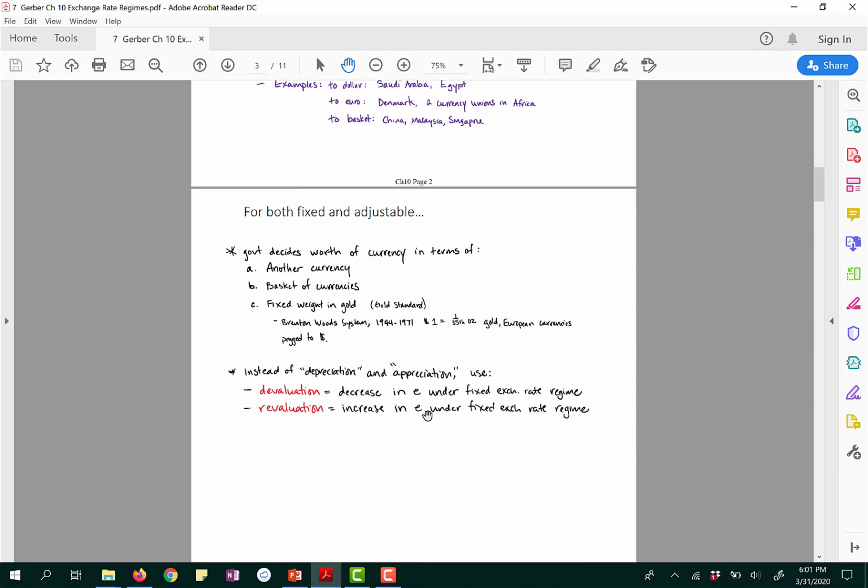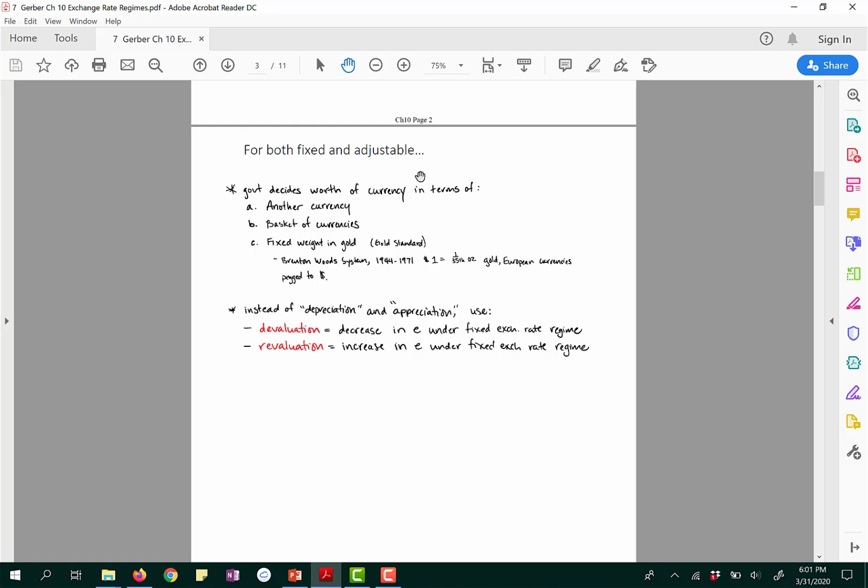Whether you're talking about soft pegs or hard pegs, fixed or adjustable, when the government decides to peg their currency to the value, there has to be some anchor. It has to be pegged to something. So the three possible things it can be pegged to are another currency, like the dollar or the euro, or it can be pegged to a basket of currencies. There's always a little bit of a benefit in diversification.